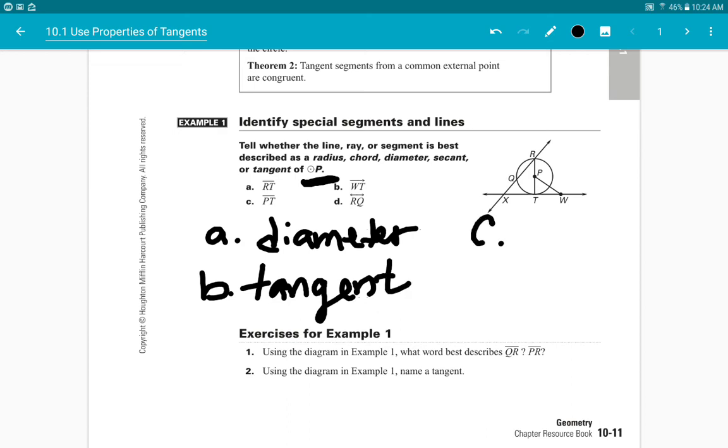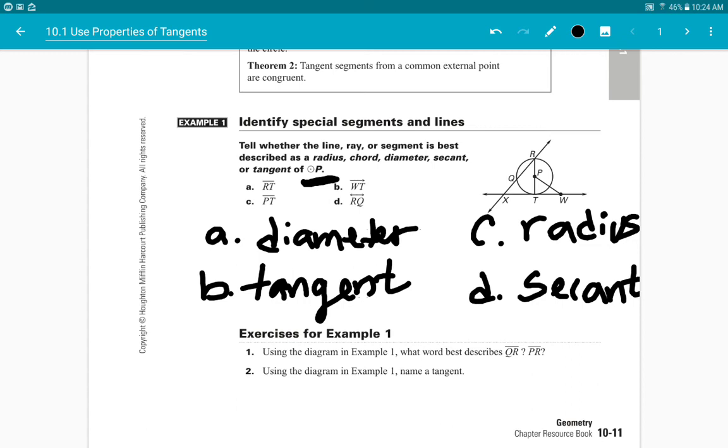All right, C, PT, is the radius. And D, line RQ. Notice line RQ is intersecting the circle twice, so that's going to be a secant line. Those are the 4 responses. Again, straightforward, just identifying what the segments and the lines are, using the proper definitions.